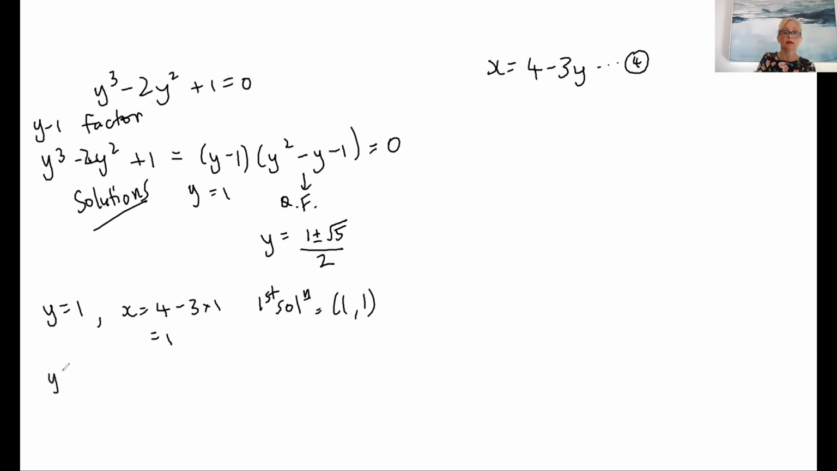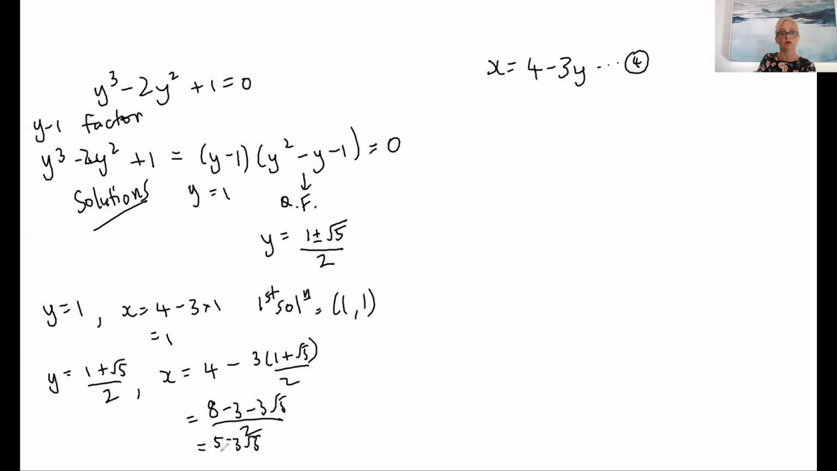All right. When y is 1 plus root 5 on 2, x is going to be 4 minus 3 times 1 plus root 5 on 2, which is 8 minus 3 root 5 on 2, which is 5 minus 3 root 5 on 2. So this is our second solution, is going to be 1 plus root 5 on 2, 5 minus 3 root 5 on 2.